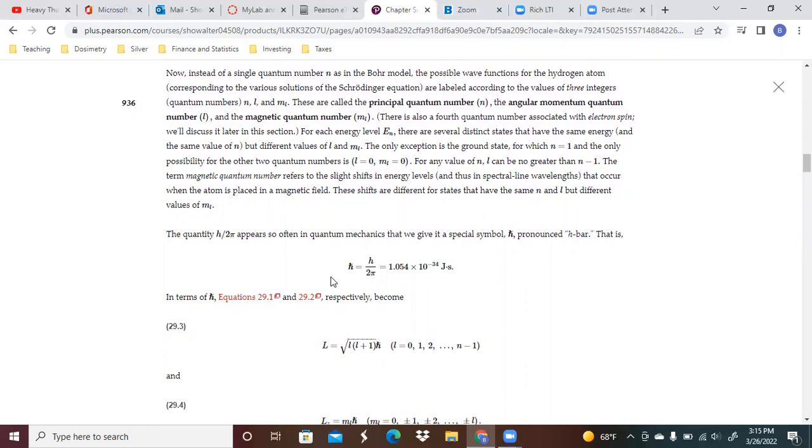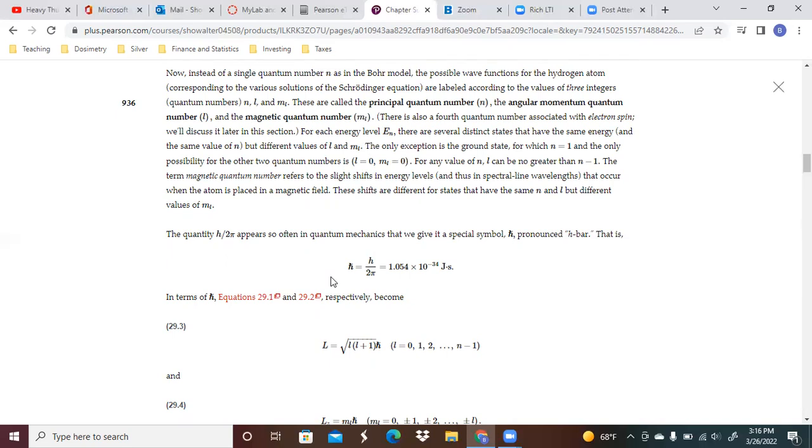And so these are called the principal quantum number n, the angular momentum quantum number L, and the magnetic quantum number M sub L. There's also a 4th quantum number associated with spin, and we'll get to that in just a second. So for each energy level, E sub n, there are several distinct states that have the same energy and the same value of n, but different values of L and M sub L. So in other words, your angular momentum quantum number and your magnetic quantum number are going to be different.